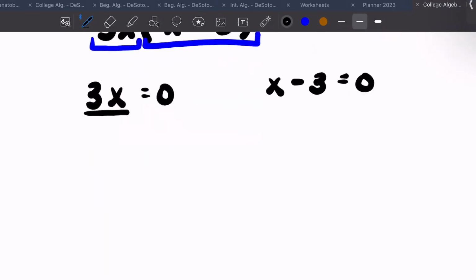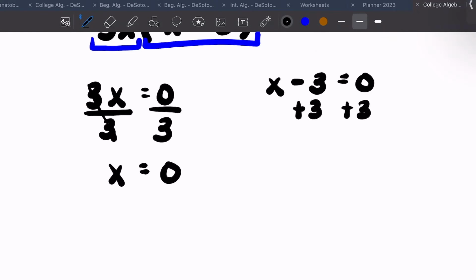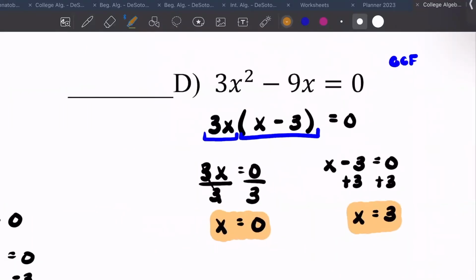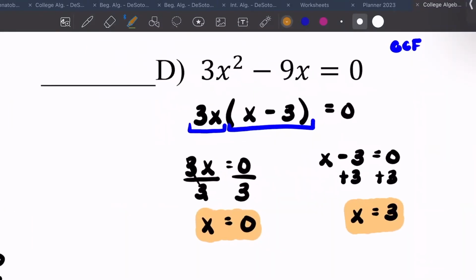So we're going to solve. We're going to divide by 3. Okay, that created 1 there. So x equals 0. 0 divided by anything is 0. And then we're going to add 3. X equals 3. Okay. Those are our two numbers for letter D.